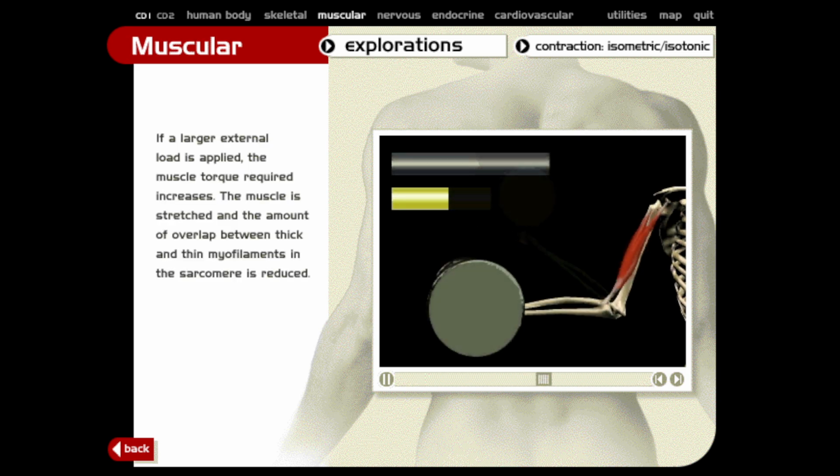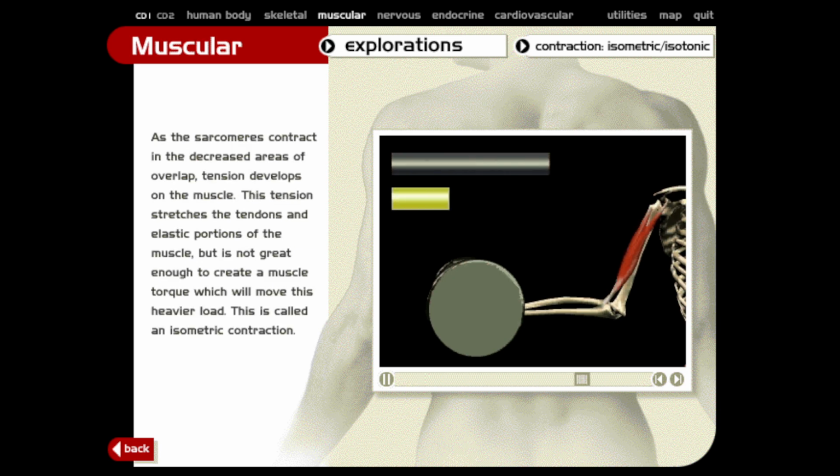If a larger external load is applied, the muscle torque required increases. The muscle is stretched and the amount of overlap between thick and thin myofilaments in the sarcomere is reduced. As the sarcomeres contract in the decreased areas of overlap, tension develops on the muscle. This tension stretches the tendons and elastic portions of the muscle, but is not great enough to create a muscle torque which will move this heavier load. This is called an isometric contraction.